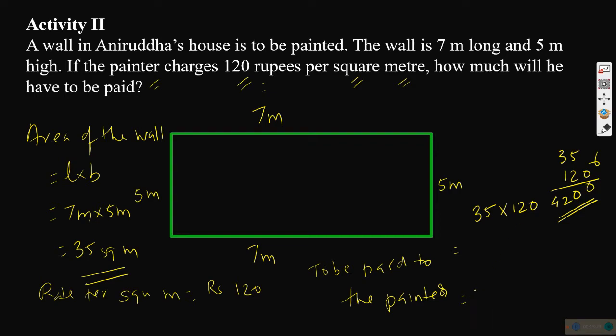Okay, so painter, we need to give rupees 4,200 to the painter to paint the wall of Aniruddha's house. अनिरुद्धास हाउस के वॉल में पेंट करने के लिए इतना खर्च हो जाएगा. रेक्टेंगुलर है वॉल.